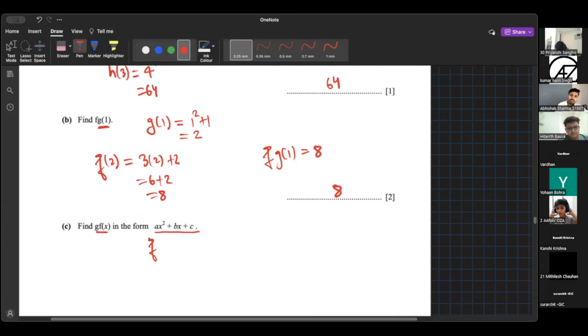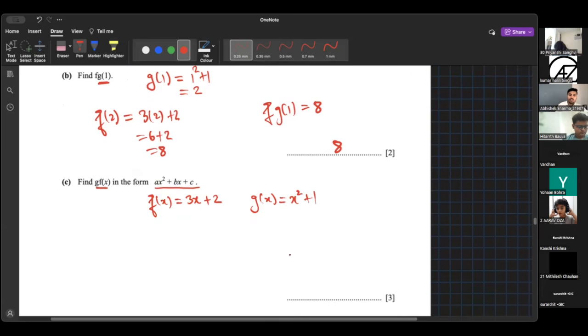So f of x is 3x plus 2 and g of x is x square plus 1. So g of f of x will be, place entire f of x in place of x. So can we write g of 3x plus 2? That is equals to 3x plus 2 the whole square plus 1. Clear?